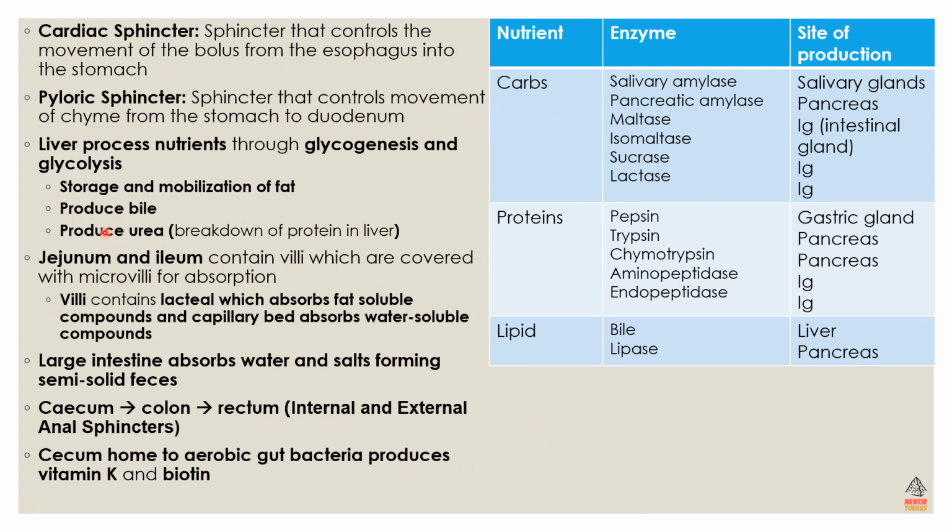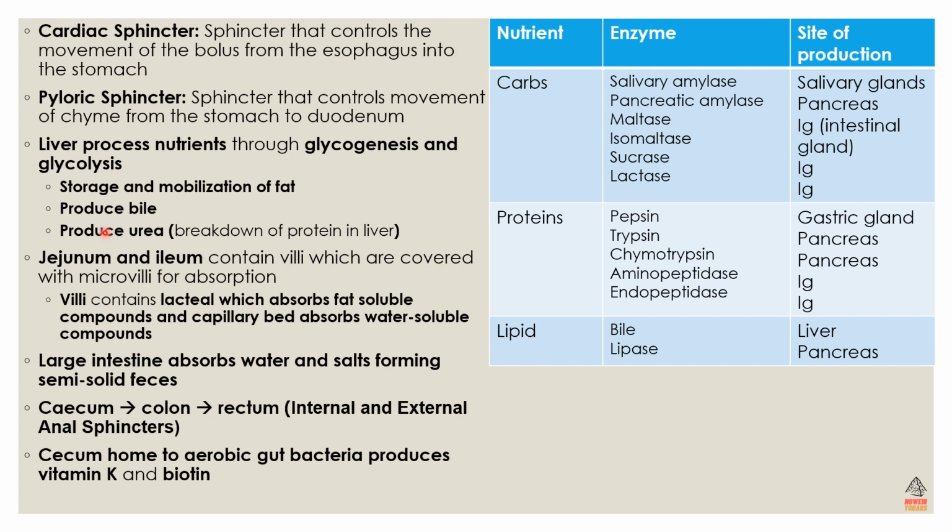And then we have cardiac sphincter. So cardiac sphincter controls the movement of the bolus from the esophagus to the stomach, and pyloric sphincter controls the movement of the chyme from the stomach to the duodenum. So chyme is the partially digested food that is acidic.